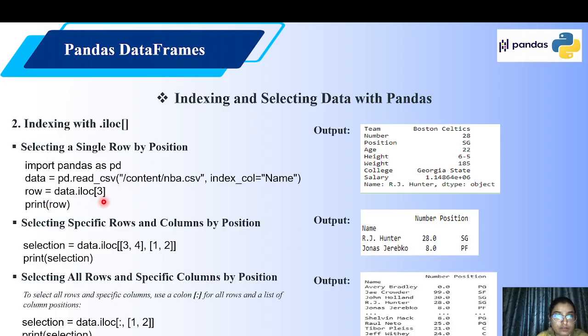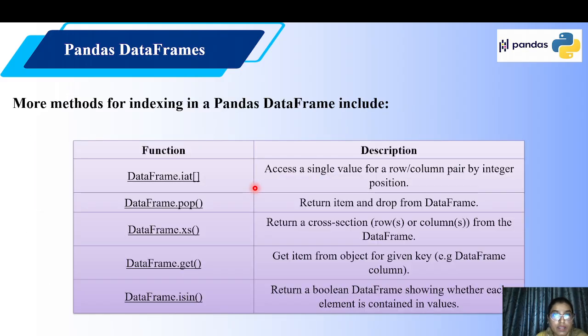I know when you write iloc as 3, the third row will be printed, and the third column will be printed here. There are many more methods also. DataFrame.iat accesses a single value for a row or column pair by integer position. Then we have DataFrame.pop, which returns an item and drops it from the data frame. Then we have DataFrame.xs, which returns a cross section of rows or columns from the data frame.